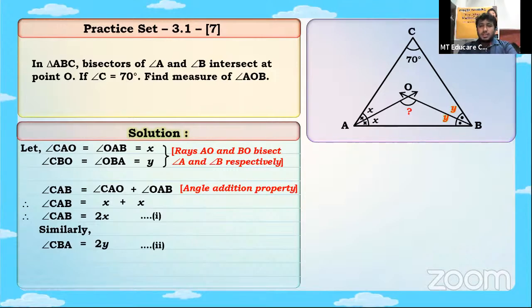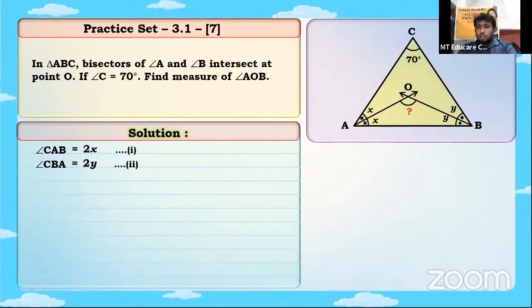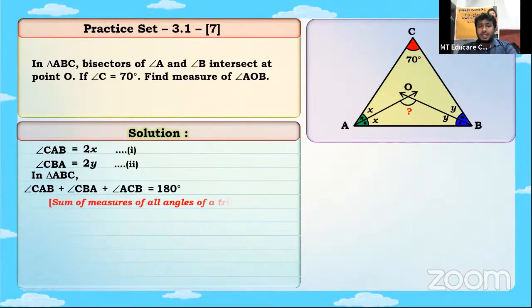Now, students, we have got angle CAB as 2x, angle CBA as 2y. Concentrate on the bigger triangle. What is the name of the bigger triangle? ACB. So in triangle ACB, tell me students, in the bigger triangle, if I add all the three angles, what will be their sum? Yes, superb. It will be 180 degrees. So I start adding all the three angles. Angle CAB plus angle CBA plus angle ACB is equal to 180 degrees. The reason will be sum of measures of all angles of a triangle is 180 degrees.